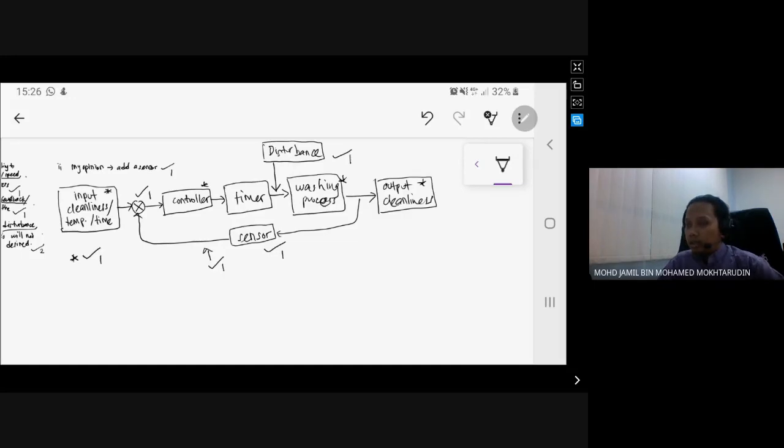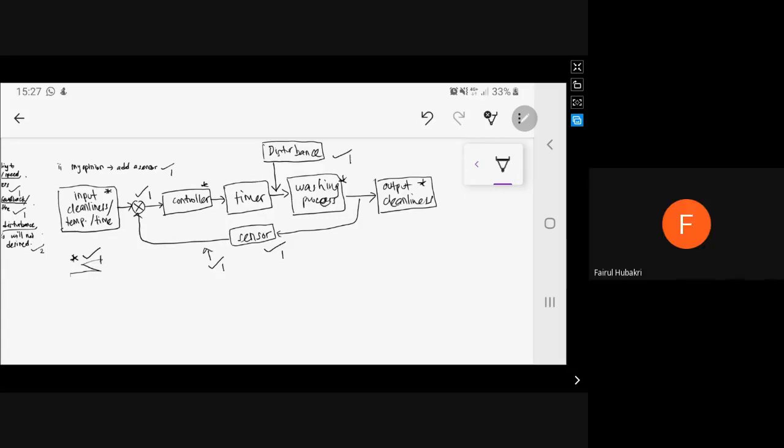So the one mark, the star here, is if you recognize all the elements of the control system, which are the input, output, the plant, and the controller. If you add an actuator or if you miss the actuator, it's fine, as long as you have these four elements: input, output, controller, and the process, the plant, the washing process. Because these four are the elements of the control system. So timer, heating element, acceptable. The heating element is also something like an actuator.